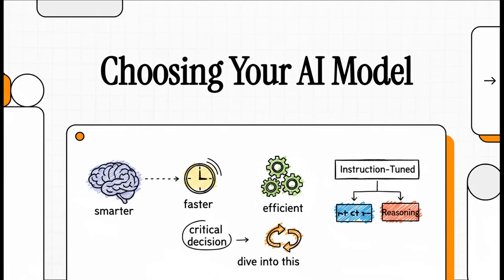All right, team, let's talk. If you're building with AI, you're constantly up against this one critical decision. Which model should we actually use in production? This choice is about more than just a list of features. It's about being smarter, faster, and way more efficient. So let's break down how we're going to make the right call every single time.